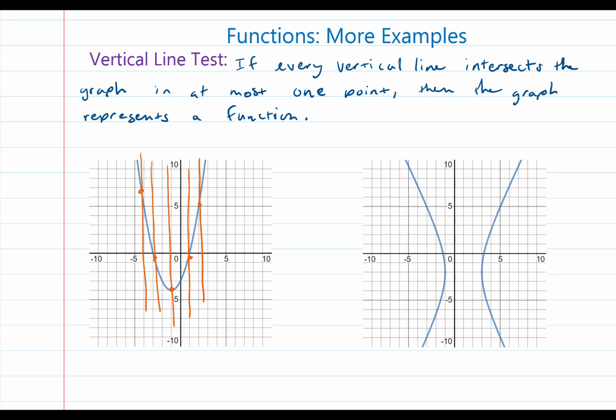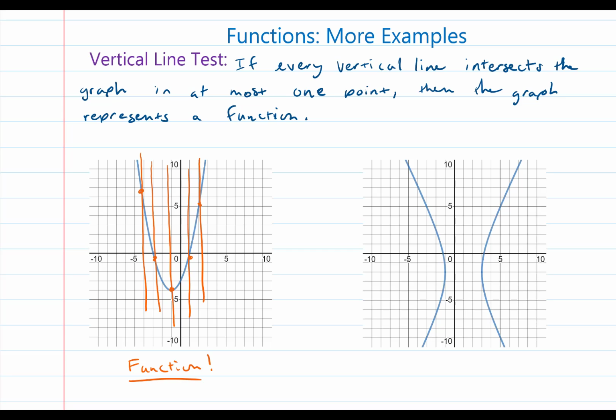And as we can see here with our first example, I've drawn a series of vertical lines. Each vertical line is intersecting the graph at only one point, and I can't see any way I can draw a different vertical line so that it might intersect the graph at more than one point. So therefore, this graph represents a function.